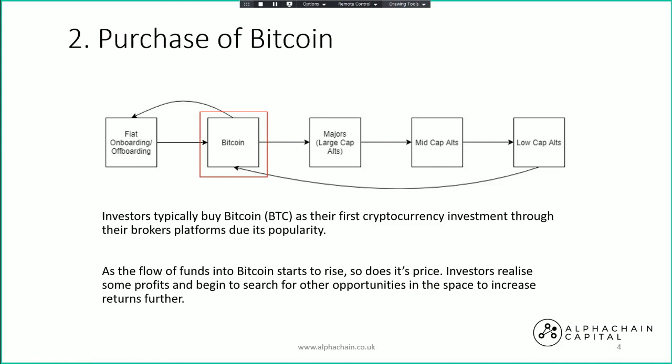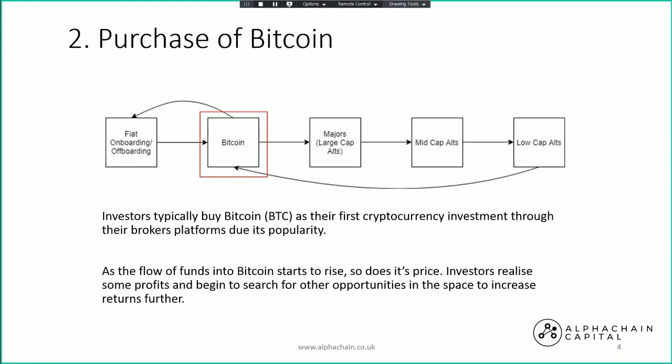Next, once cash is deposited with the broker, an investor will typically buy Bitcoin as their first investment. So this shouldn't be a surprise to any of you. Bitcoin is by far the largest cryptocurrency by market cap, and the one that usually makes the headlines in the news. We're seeing that a lot recently on CNBC. It gets a lot of attraction, and hence this attracts the most interest from investors at the outset.